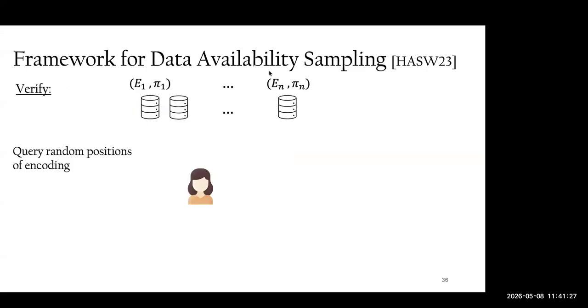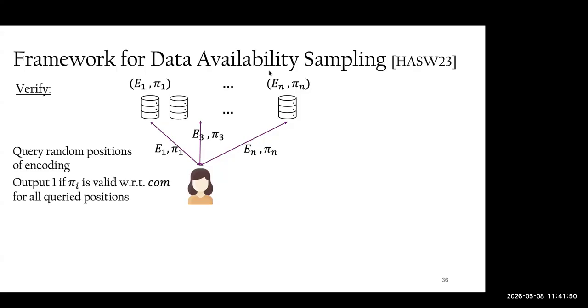Okay. So now let's quickly see how verify and extract would work for a DAS scheme like this. So verify, as we already saw before, basically you just query random chunks. What that means in this framework is that I'm querying random positions of the encoding. So for example, maybe I'll ask node 1 to give me E1 pi1. I can ask node 3 to give me E3 pi3, and again the last node to get En pin. And then I'll output 1 only if all of these opening proofs are actually valid with respect to the commitment.